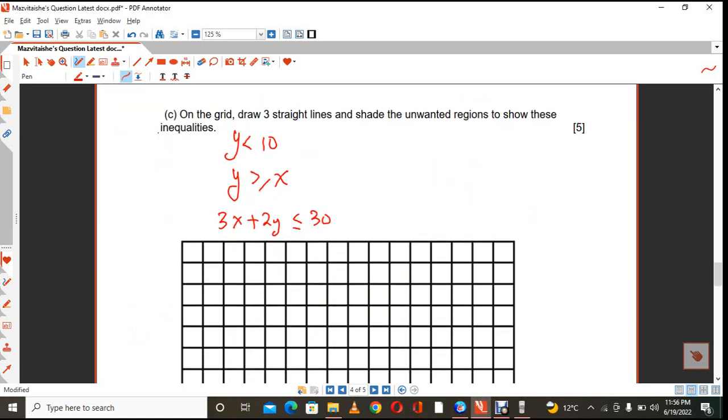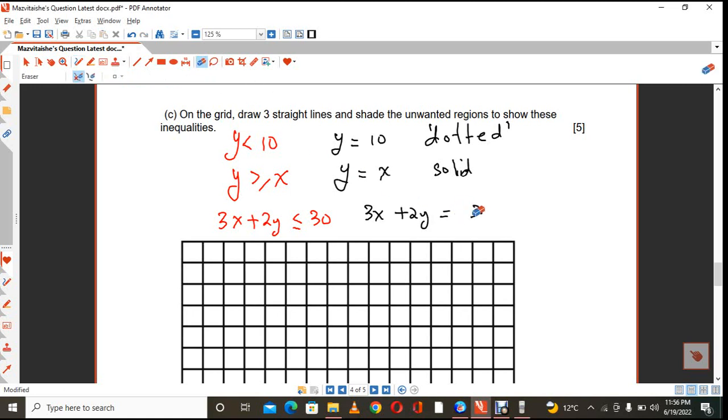Now, when you draw the inequalities, you change these two lines. So this is going to be the line y equals 10. But this is going to be a dotted line, okay? Because there's no 'or equal to' here. If there was 'or equal to', it would be a solid line. This is going to be the line y equals x, and this is going to be a solid line if you draw it. This line is 3x plus 2y equals 30. Oh my goodness, that should be equals 30. So we are going to draw these lines, and this is also a solid line when you are drawing it.